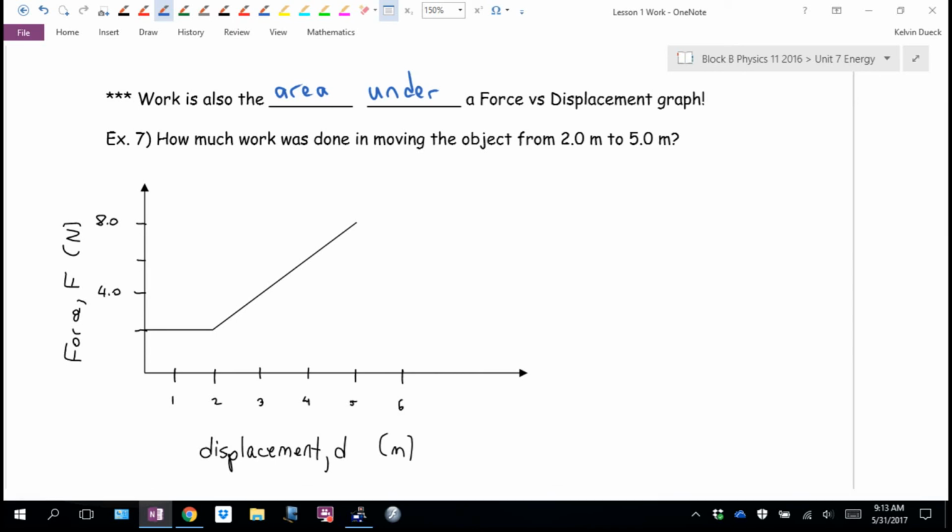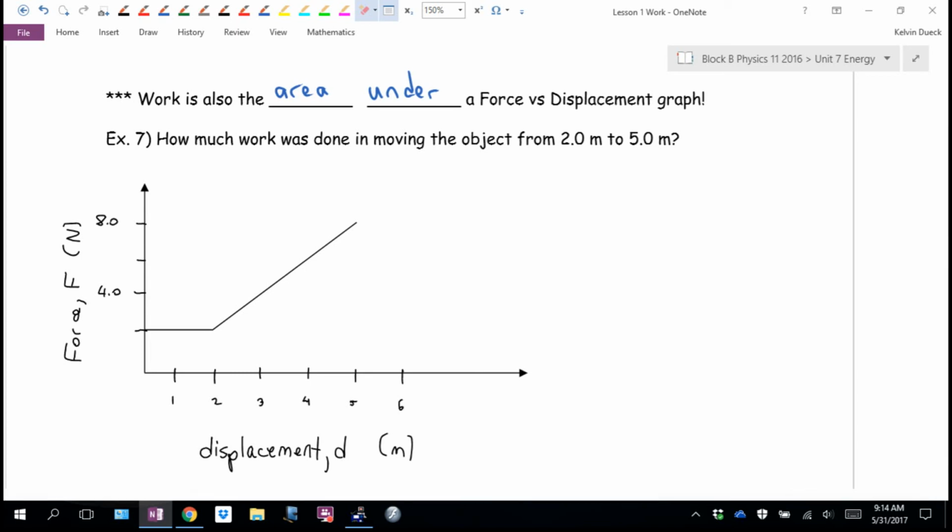Here is a graph. On the y-axis is force. On the x-axis is displacement. And I notice the force is changing because the force is getting higher. So I couldn't just go force times distance.